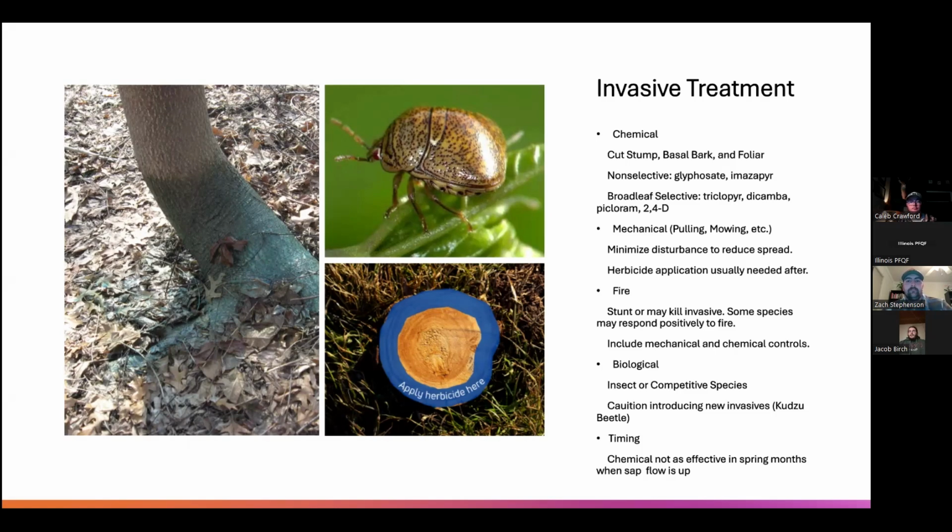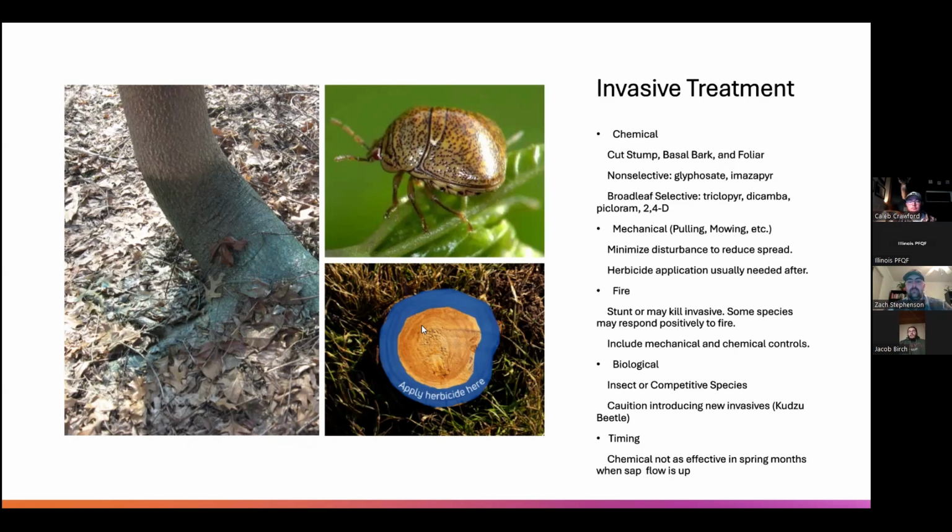And finally, not often used is biological control. So using insects or a competitive species to reduce the number of invasives. And this one can kind of be a hit or a miss. One example is the kudzu beetle. It was introduced to try and fight the spread of kudzu, but unfortunately it became an invasive species itself. So that one's a little bit iffy.